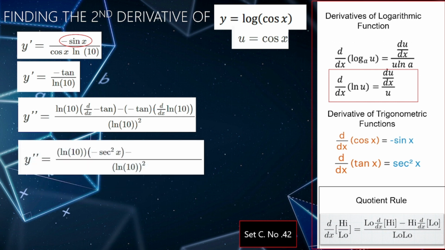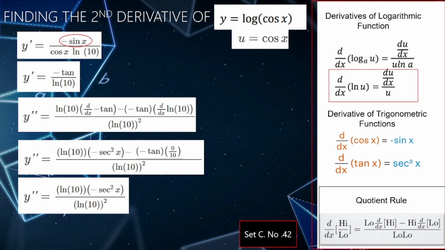And then we will get ln 10 times negative secant squared x, minus negative tan x times 0, over ln 10 squared. It is negative secant squared x since the derivative of tan x is equal to secant squared x. And it became 0 since the derivative of ln 10 is 0. And if we multiply it to negative tan x, it will be 0.